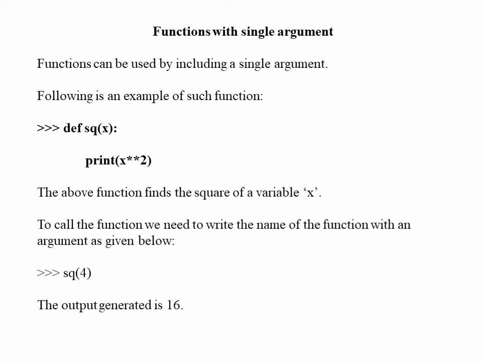Say sq(x), x is the single argument. x double asterisk 2 means x square. So how to call this function? sq(4). Now x will take the value 4, then it will calculate 4 square. So the answer will be 16.